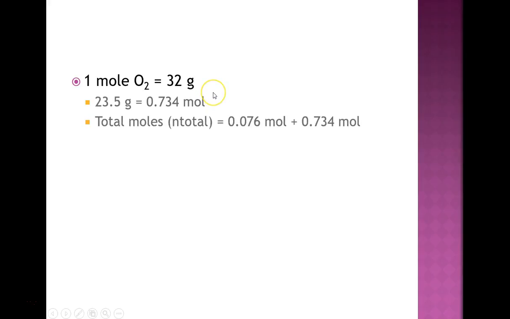So now we have the number of moles of halothane and the number of moles of oxygen. And when we add those together, we will have the total number of moles in this gas mixture. Adding them together gives us a total of 0.810.